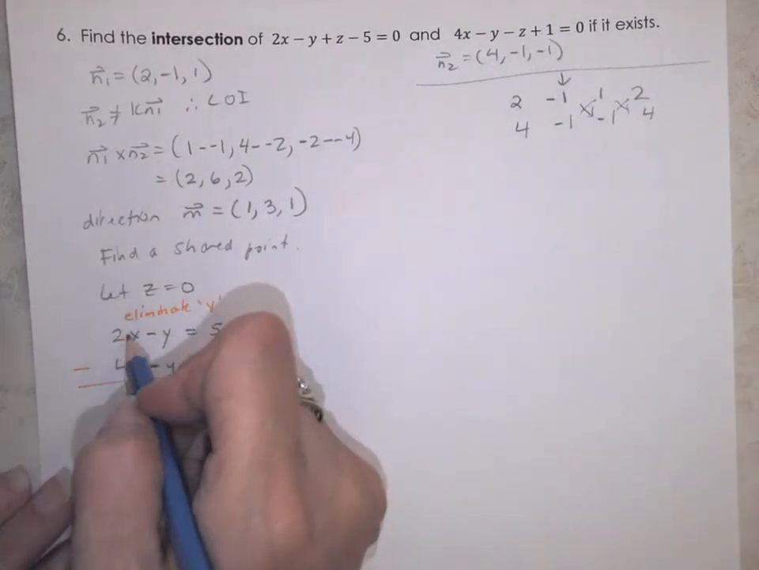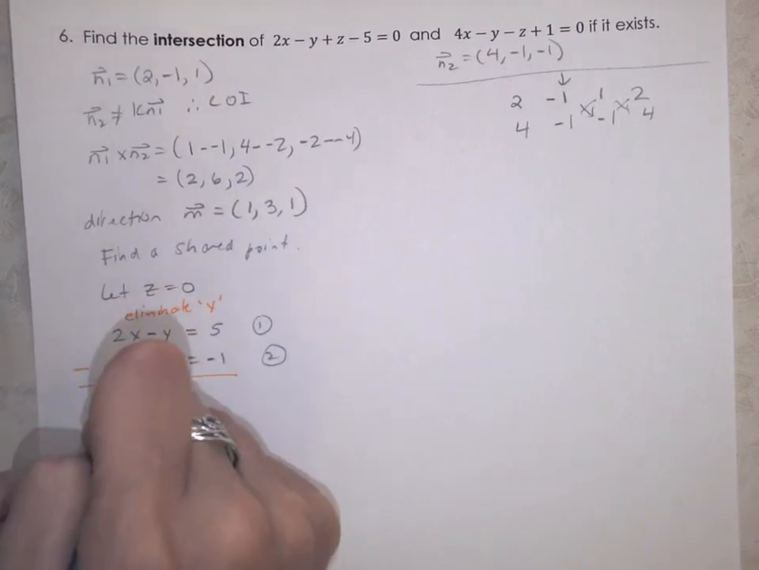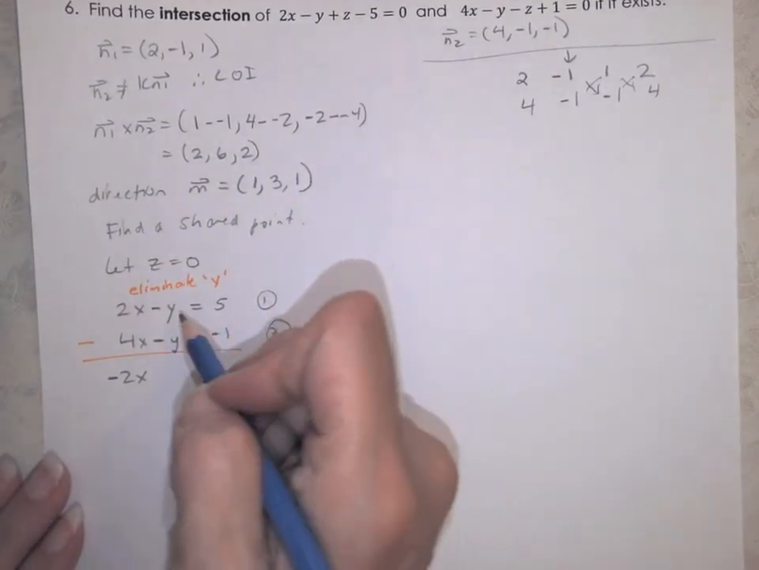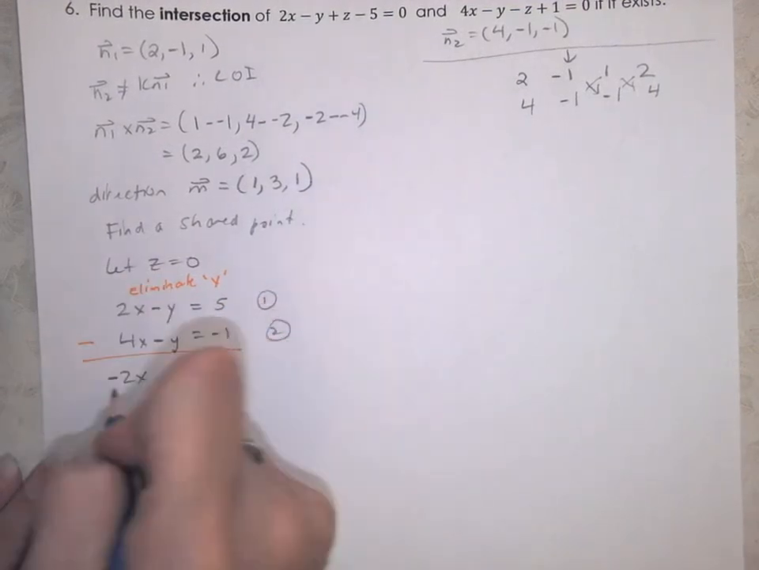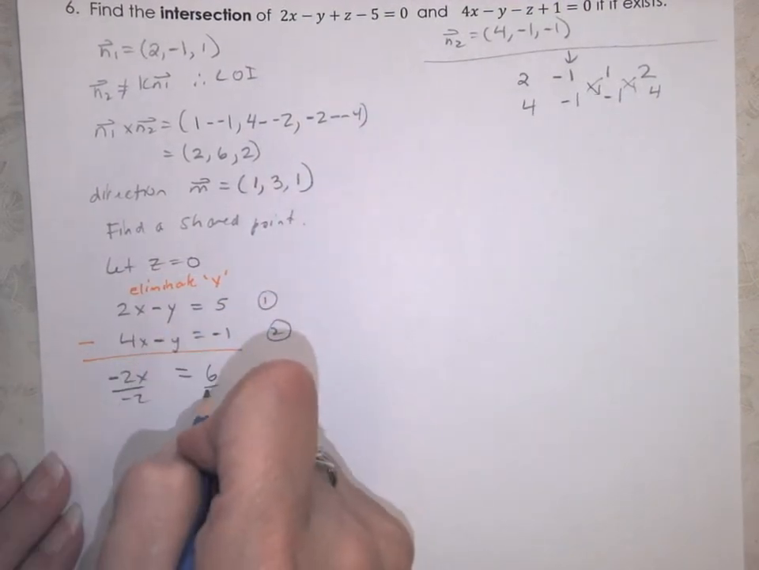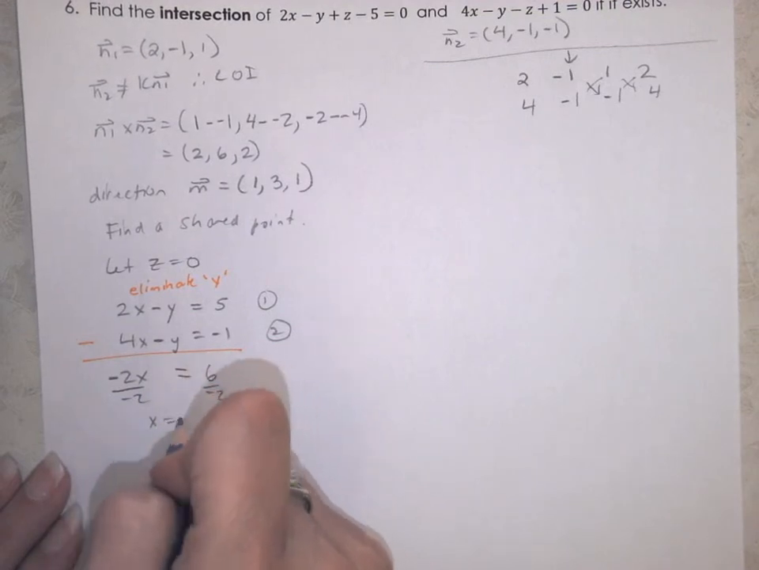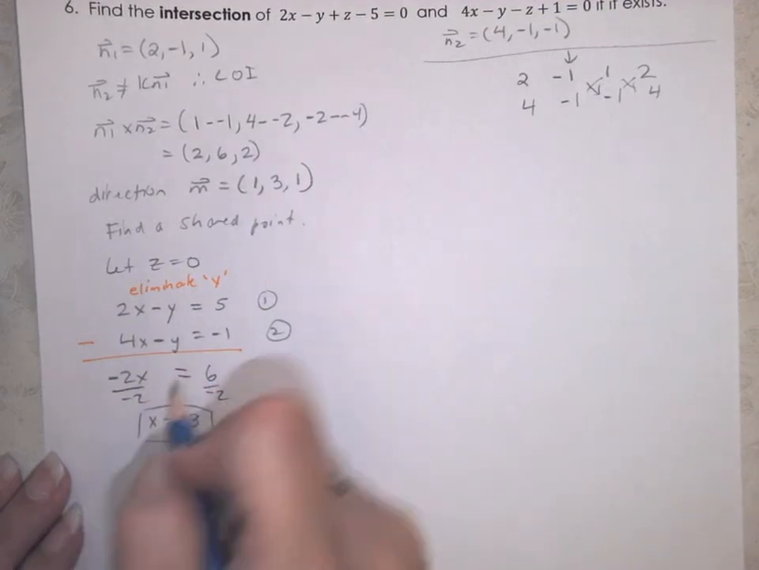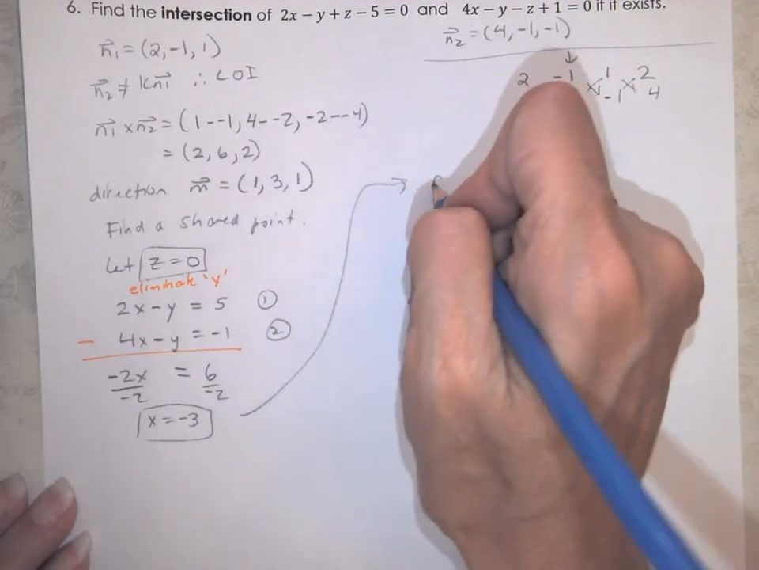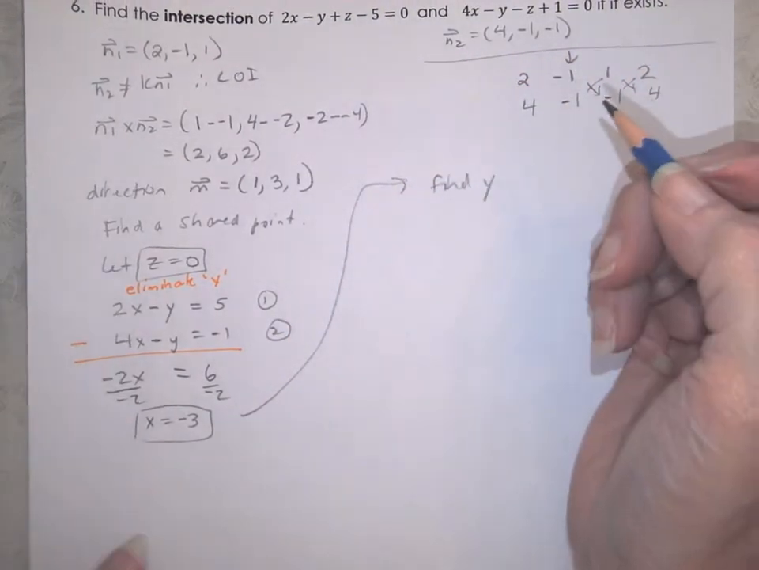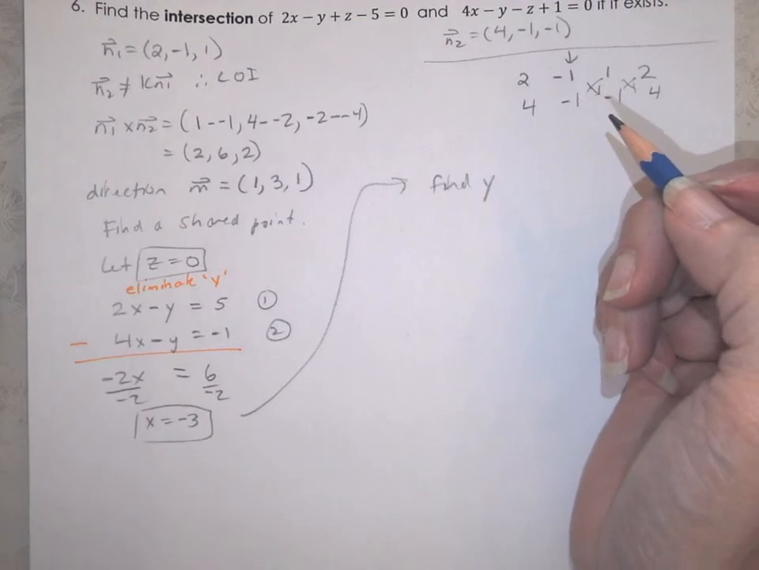So if we do that, 2x minus 4x is negative 2x. Negative y subtract negative y is 0. 5 minus negative 1 is 6. So we end up getting x equal to negative 3. So we've got our z and our x, so we have to find y. That goes with x being negative 3 and z being 0.